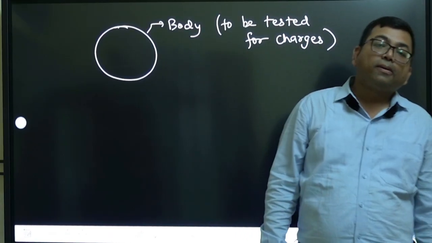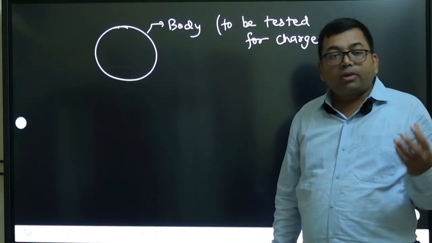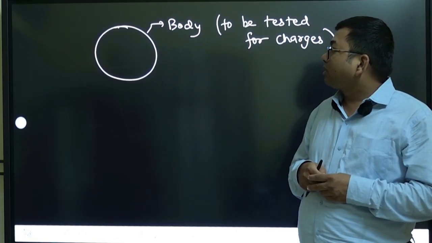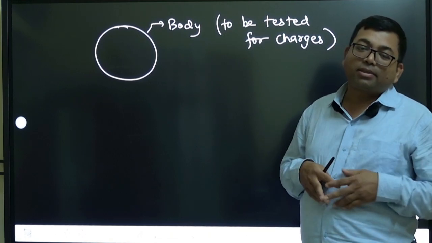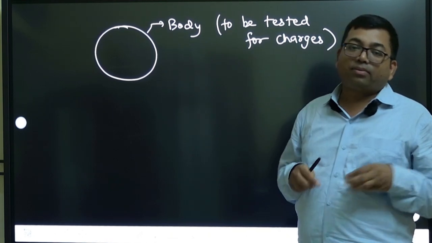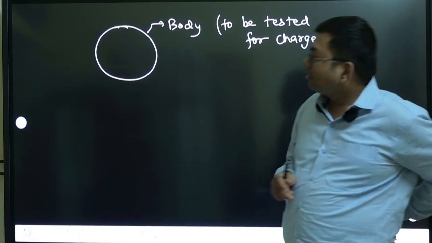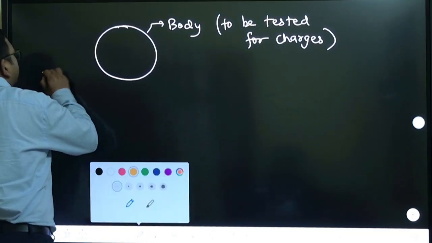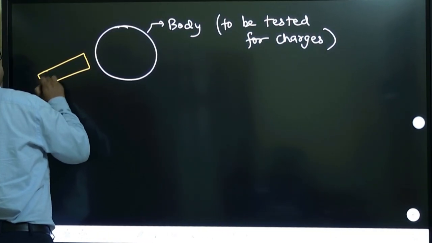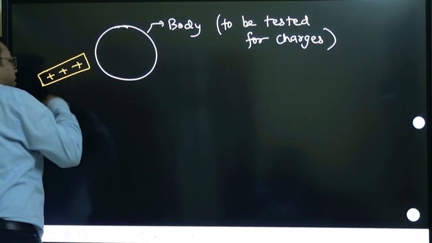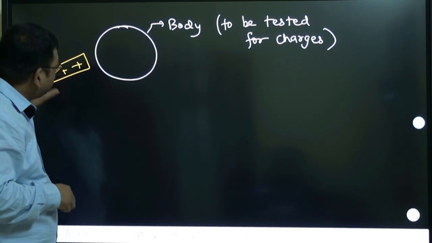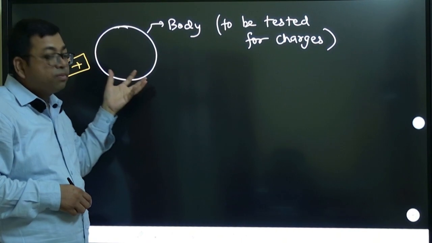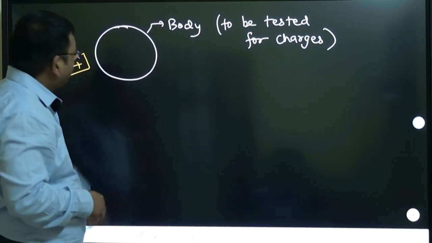So what you will do is assume that this body may be a conductor, it may be an insulator, you don't know. Whether it is a conductor or an insulator is not important, but this body you have to test. Let us bring a positively charged rod. You can bring a negatively charged one also. That means you bring a charged body to figure out what kind of charge is present in this body.